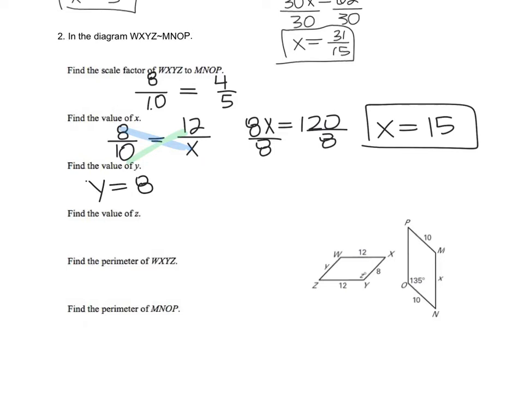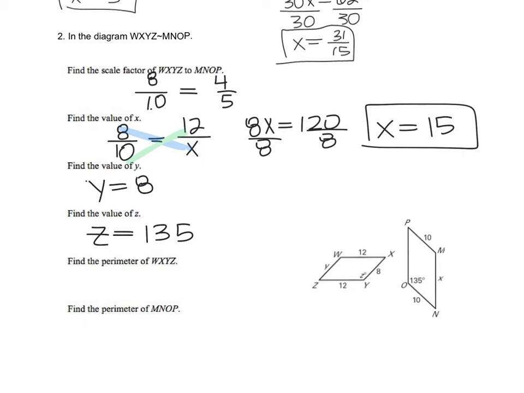Next, we want to find the value of z. So z is the variable at angle Y in WXYZ. I have to figure out what angle in MNOP Y corresponds to because corresponding angles are congruent. So if I look at the order of my letters, Y is congruent to angle O. Angle O we know has a measure of 135, which means z is equal to 135.